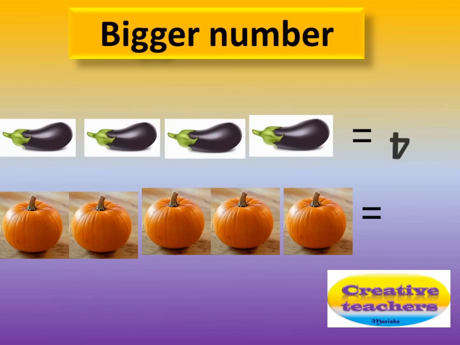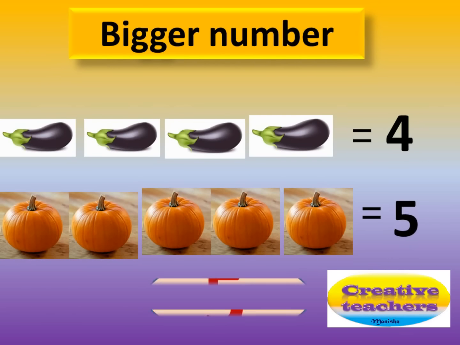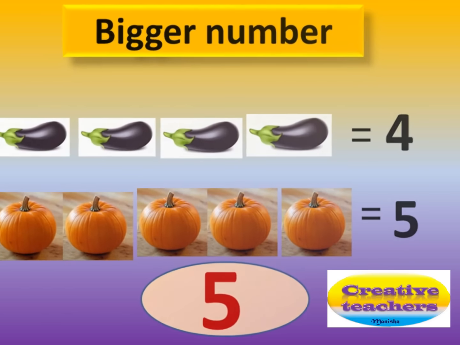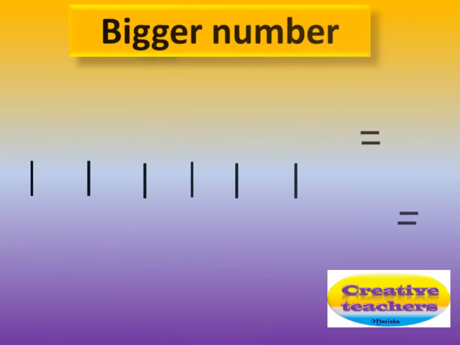How many brinjals are there? 4. And pumpkins? Yes, 5. Then tell me which is the bigger number between 4 and 5? Correct, 5. 5 is a bigger number.